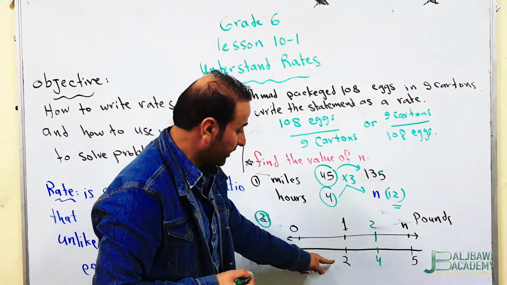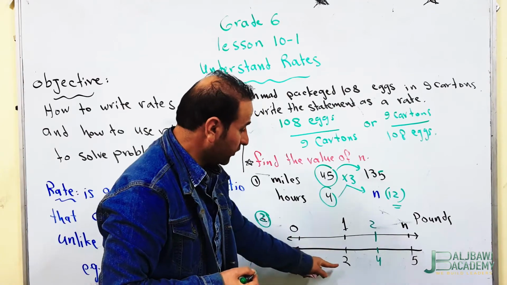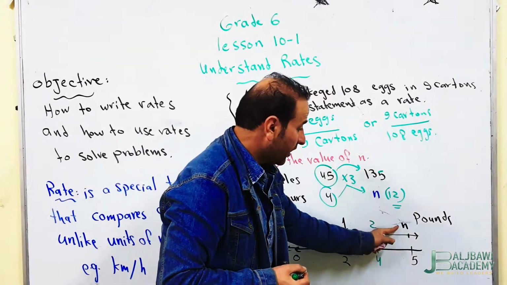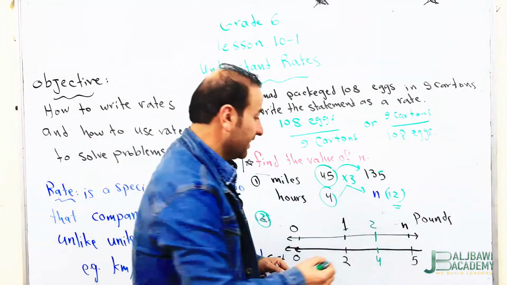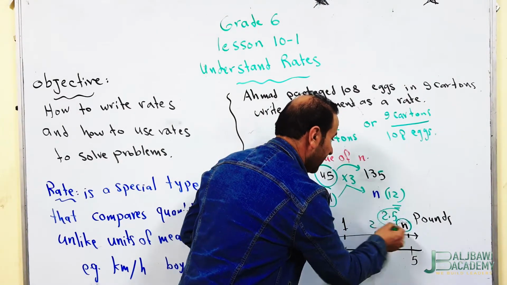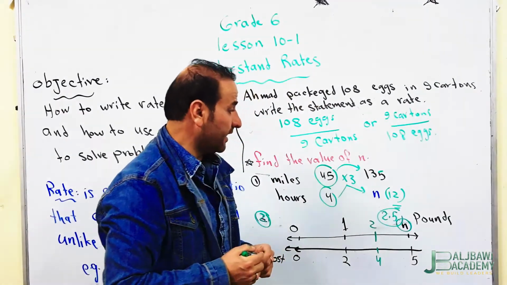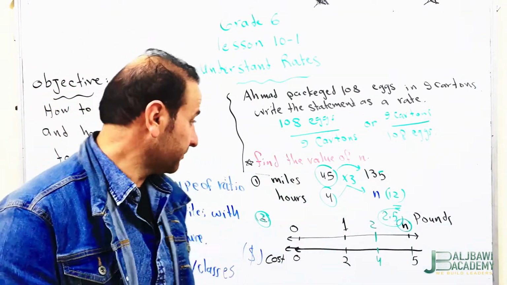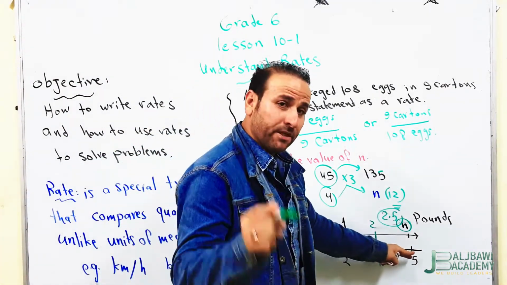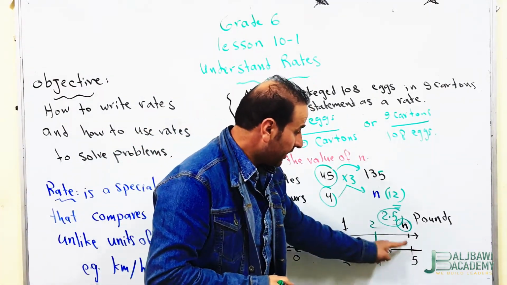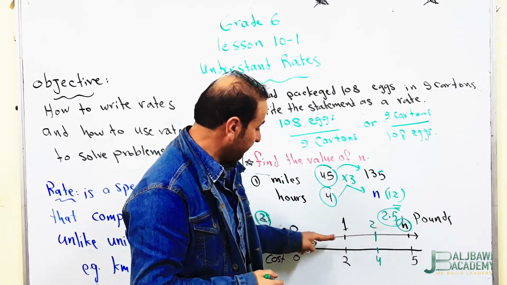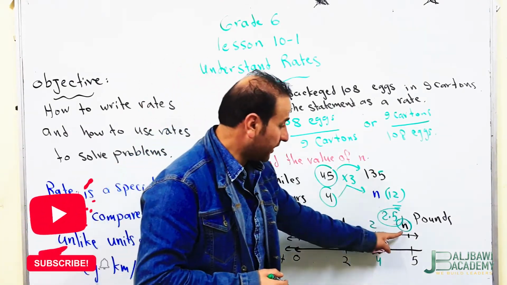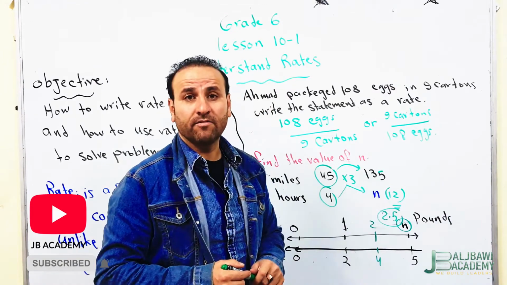If you look at the values here, you can find that the cost is always double the number of pounds. Here 2, 4. So here 5 is double of what? Double of 2.5. This is how we can find the value of n in this example. Let me repeat this final point. From this, we can find that the value of the pounds is half the value of the cost. So here, half of 5 is 2.5.